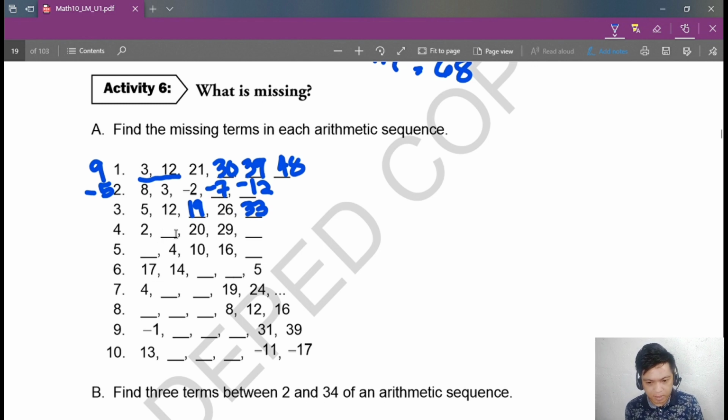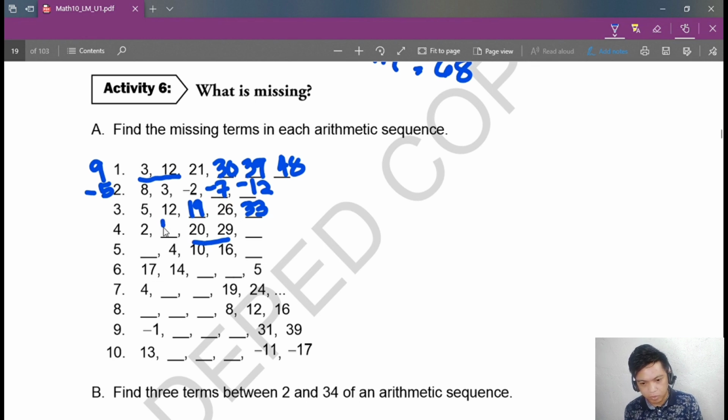Since wala tayong makuha dito na common difference kasi walang number ito, we will move to numbers na magkasunod. So, we will use 20 and 29 instead of gamitin natin si 2 kasi wala man siyang kasama. So, ito na lang. Gamitin natin itong dalawa, itong 20 and 29. So, 29 minus 20 is 9. So, the common difference is 9.